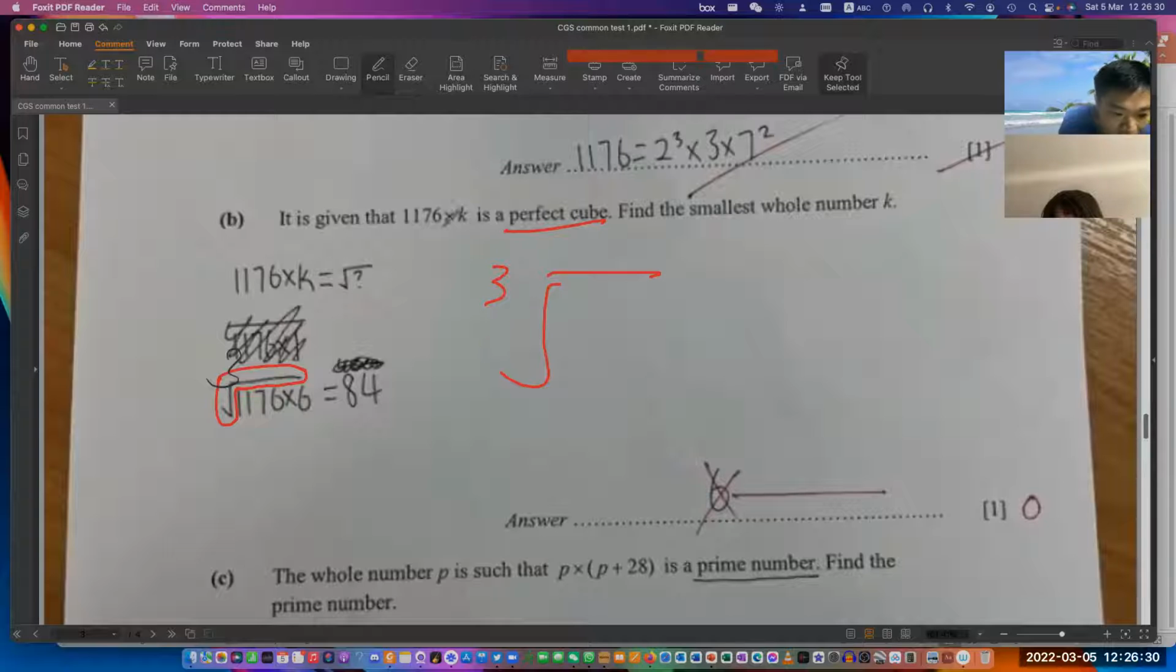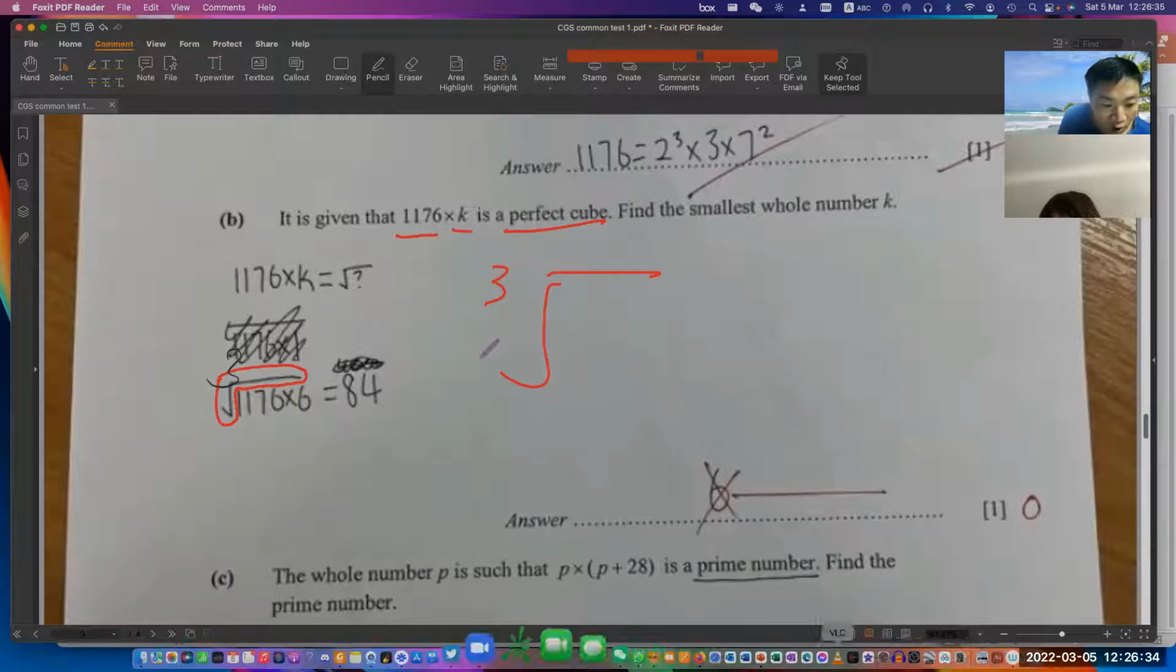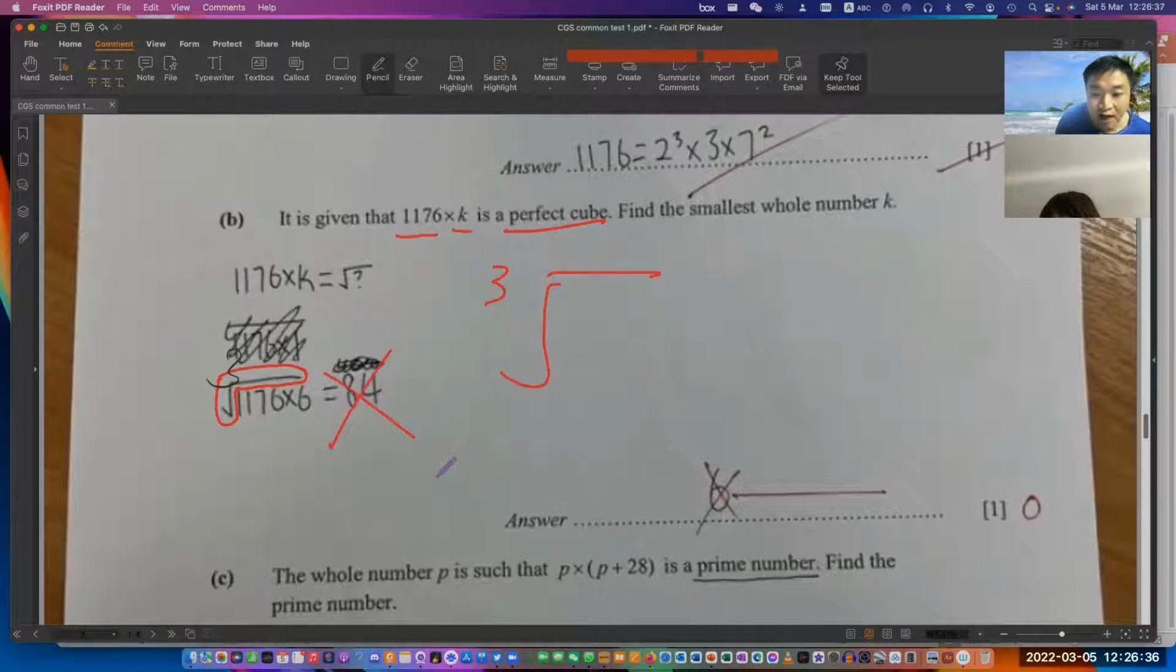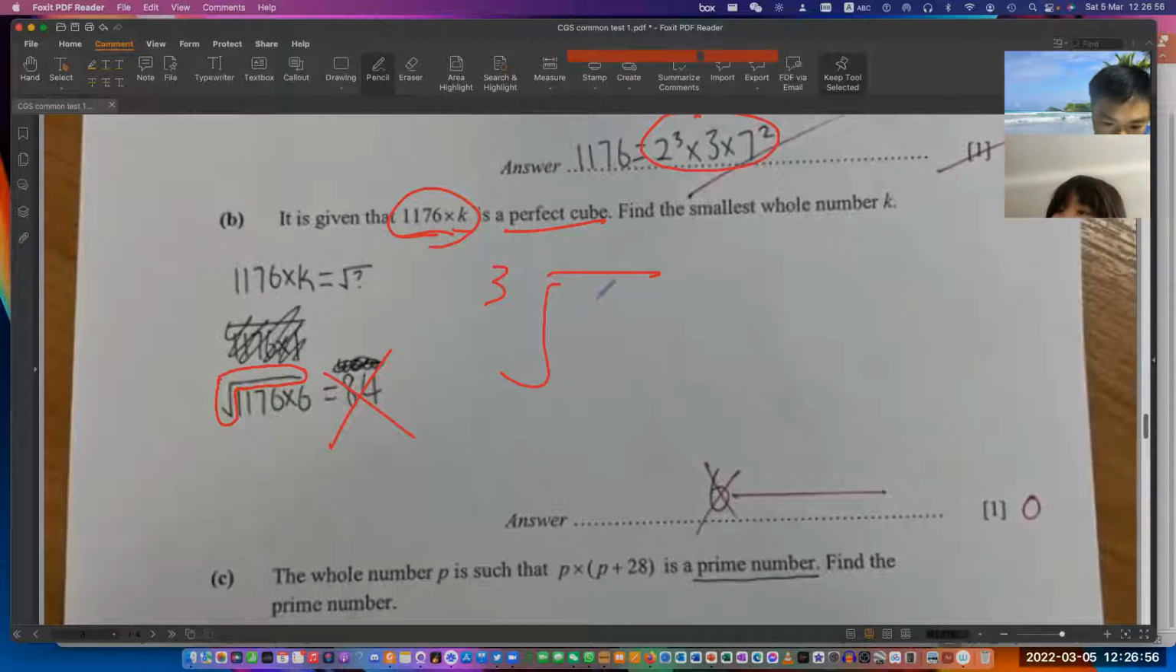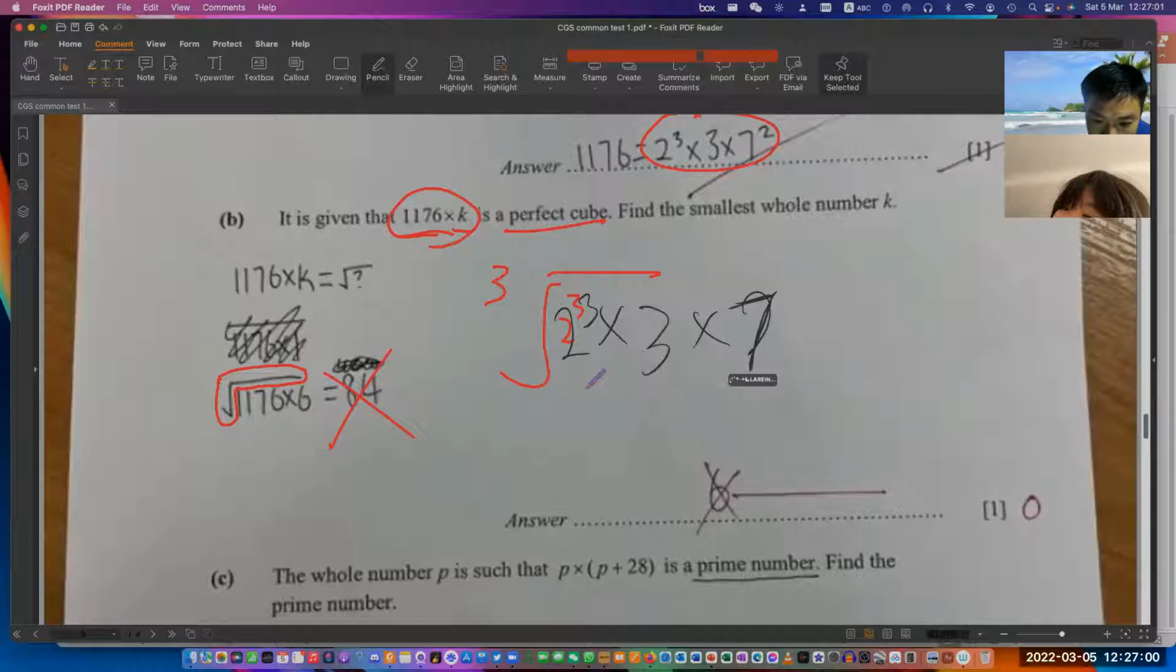Second mistake, if you are given this times k, what's the next step? What's the first step? Nonsense. When did I ask you to use calculator? I asked you to use what? When you are given this, what is your first step? 1176, and then do this thing. You already have it here. Oh. Yeah. So you just put it to the power of 3. Yep, good. Thank you so much.